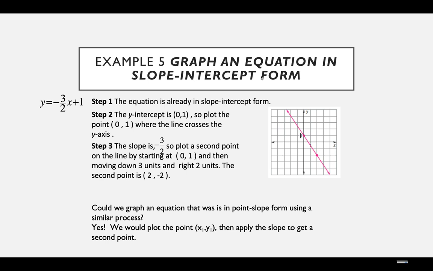Could we graph an equation that was in point slope form using a similar process? We sure could. We would plot the point x1, y1 wherever it is. So say this point here was, we had 2, -2 as our x1, y1. We would plot that, and then we would use our slope -3, 2 to plot a second point, and then we would graph the line.